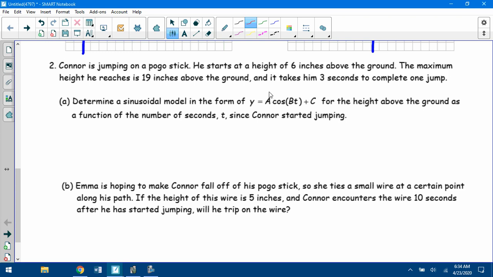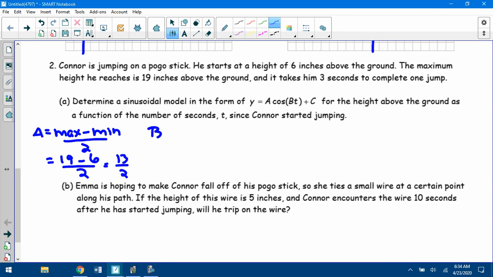Okay, so how do you find a? A is that amplitude. It's going to be max minus min divided by 2. And it says the maximum height that he reaches is 19. What's the minimum? It's where he starts, 6 inches above the ground. All divided by 2. So this is 13 over 2. So you can say 6.5 or just 13 over 2.